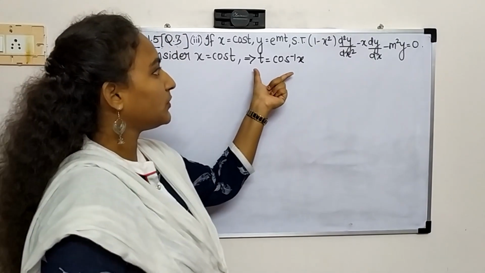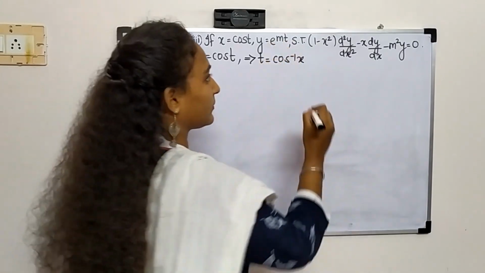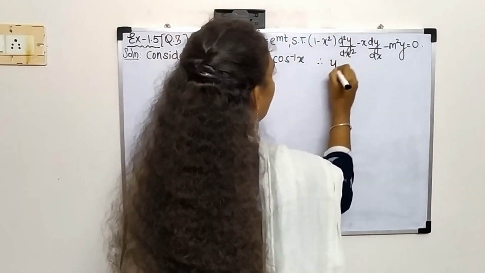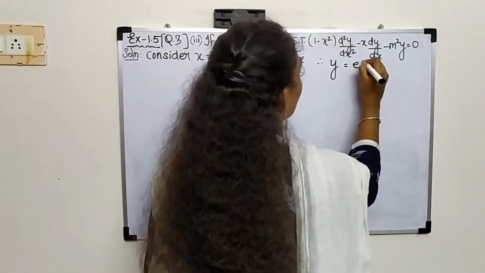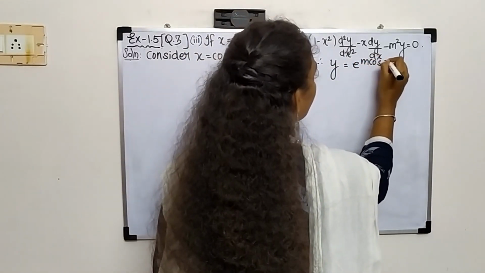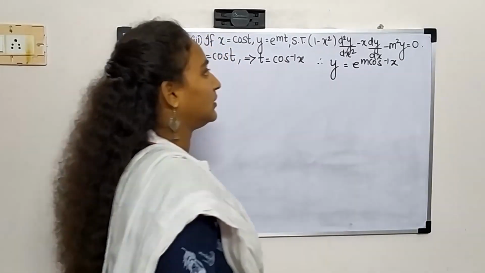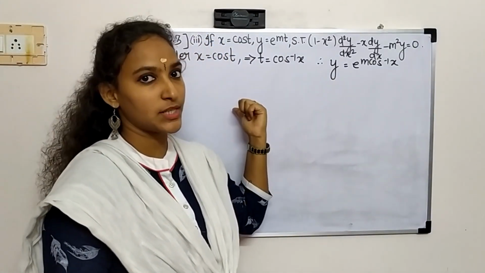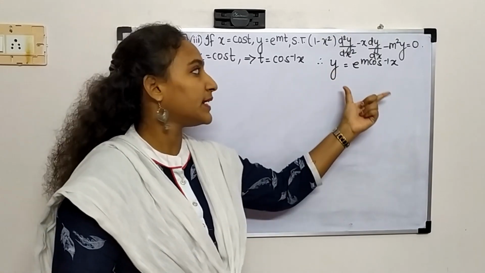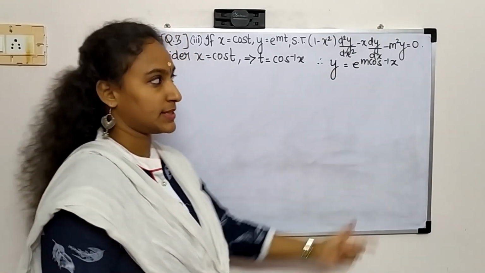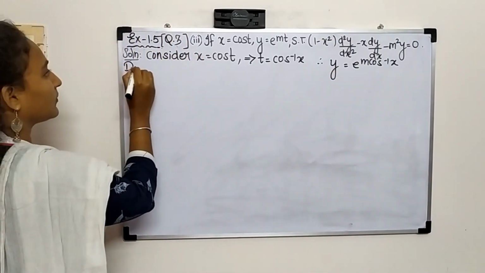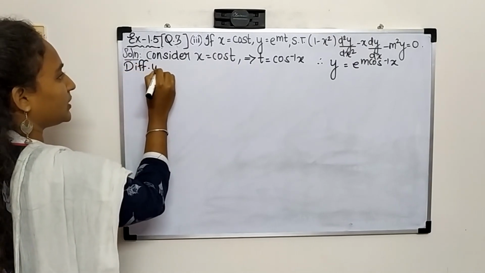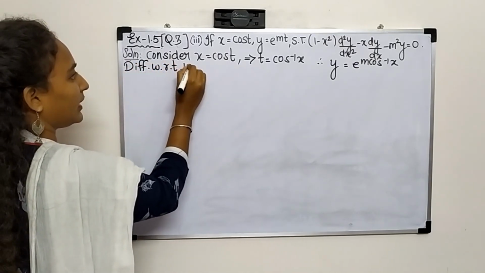So I am going to substitute this t in y. Therefore, our y becomes e power m cos inverse x. Now this question has become somewhat similar to the previous question. Now we are going to differentiate this with respect to x. Differentiate with respect to x first.